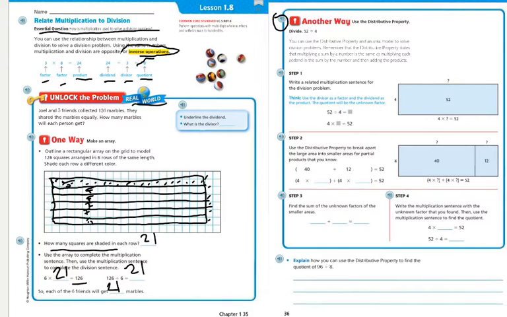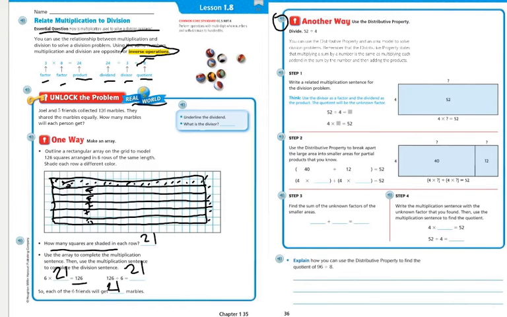So, write a multiplication sentence for the division problem. Think about it. Use the divisor as a factor and the dividend as the product. The quotient will be the unknown factor. So, if I have 52 divided by 4 equals whatever the number might be, I could swap the problem around and know that 4 times something is going to give me 52. Let's look at step 2.